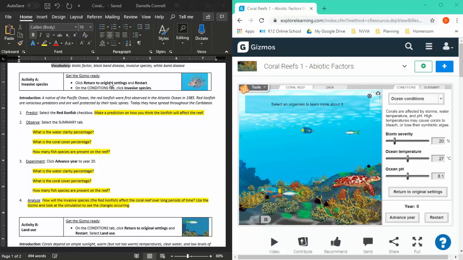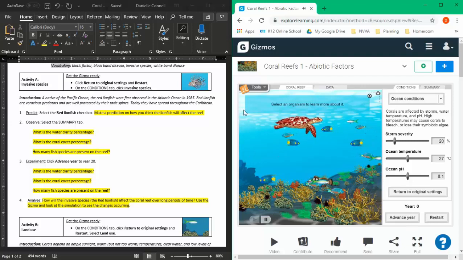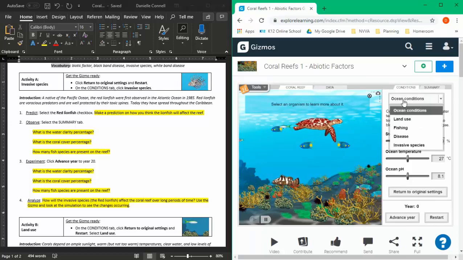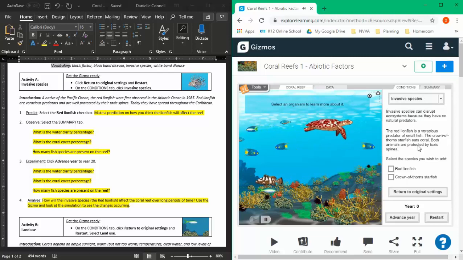So I'm going to always read the directions that are in this first box. Click Return to Original Settings and Restart. It says on the Conditions tab, click Invasive Species. So over here, I'm going to click Invasive Species. Notice it talks about what invasive species are. They can disrupt ecosystems because they have no natural predators.